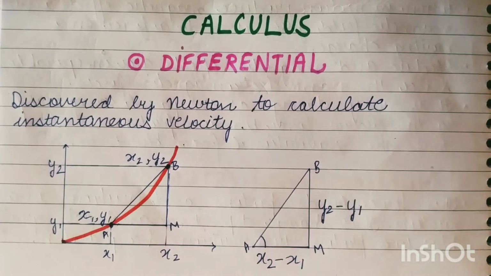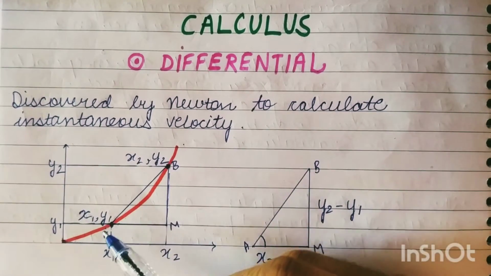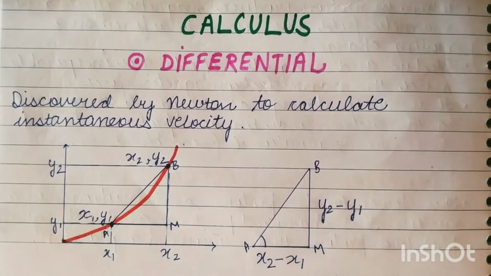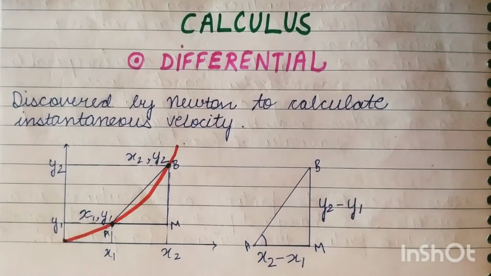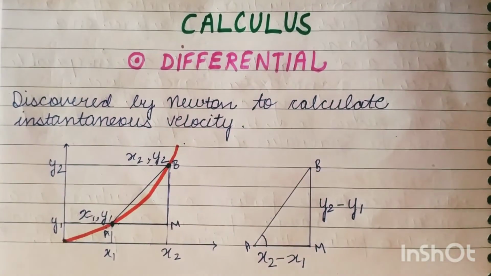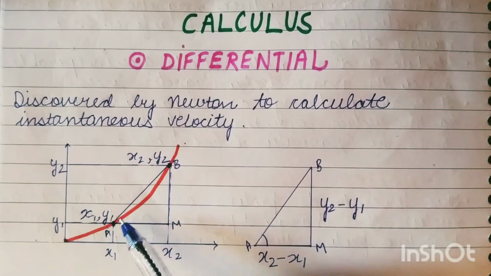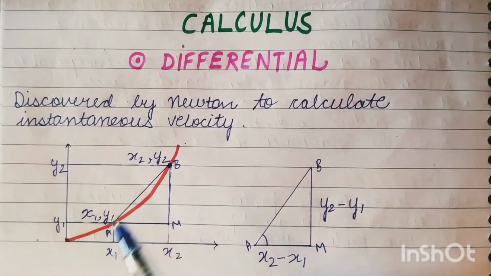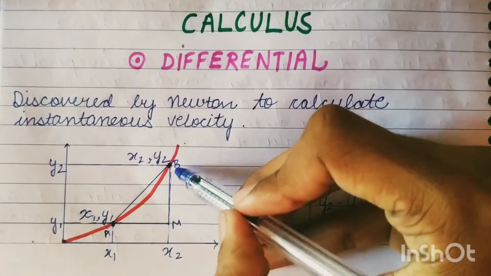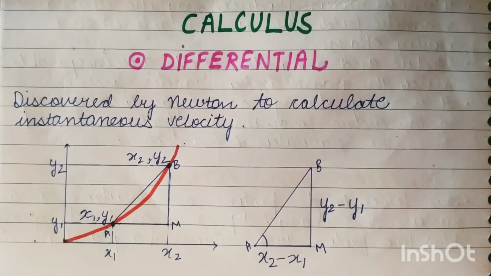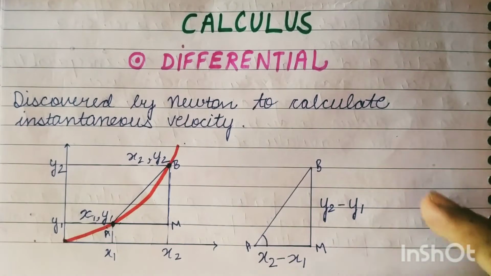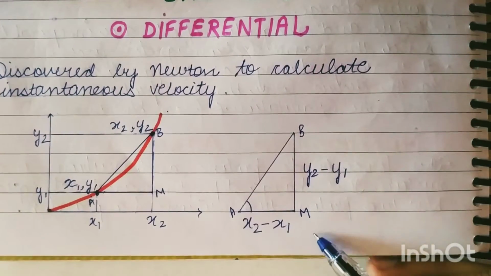So what we will do, we will join the 2 points and this will become a secant to this line. What is a secant? A secant is a line which touches the circle at 2 points. So this line is touching the semicircle at 2 points, that is x1 y1 and x2 y2. So now we will draw one triangle like this. For the sake of your convenience, I have drawn this triangle separately.